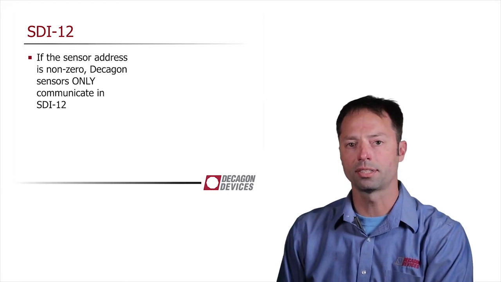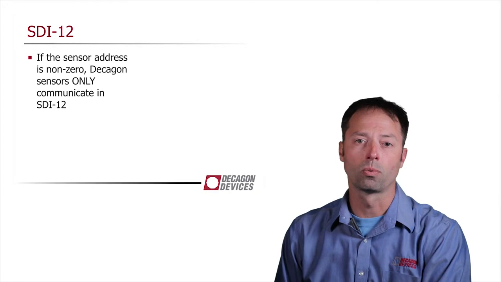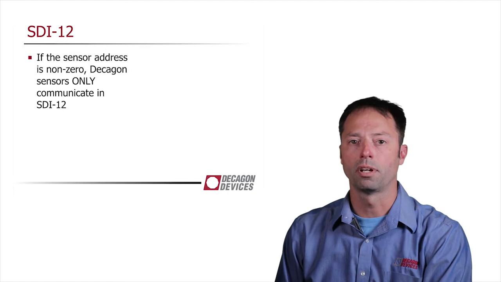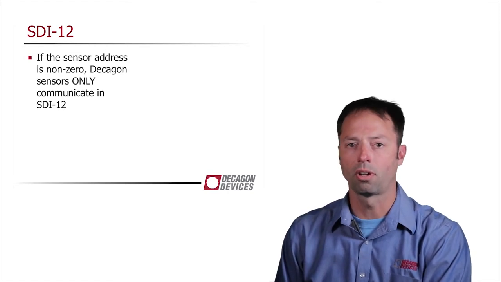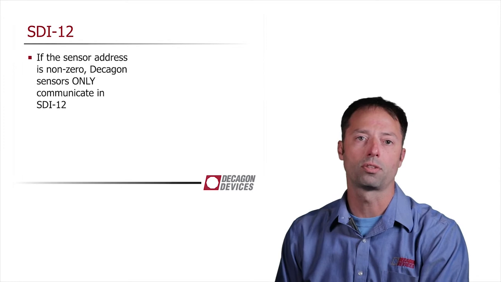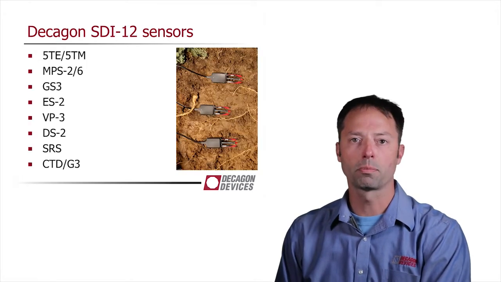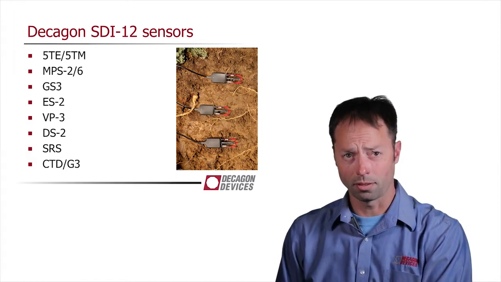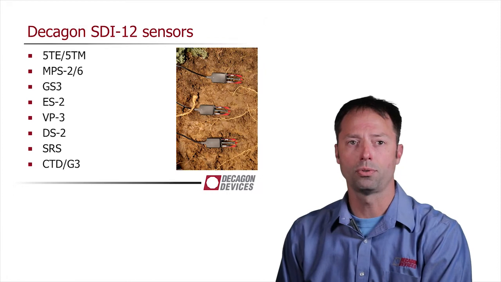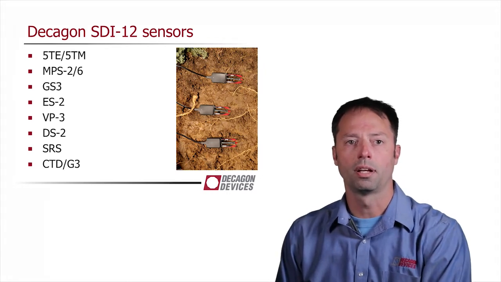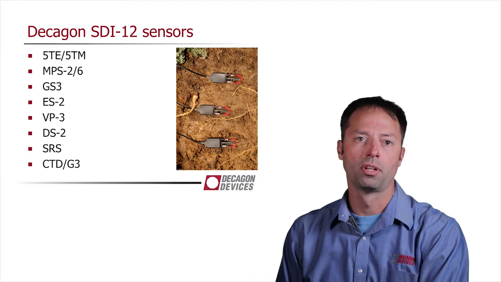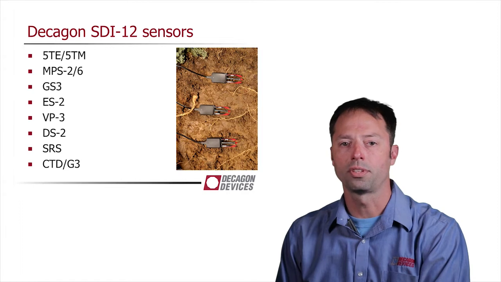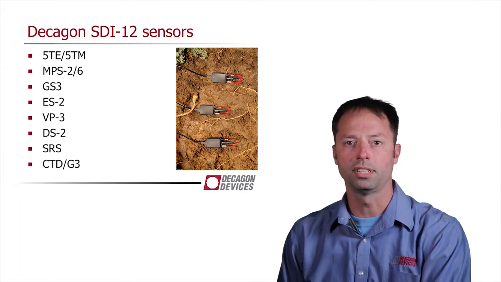One detail of Decagon sensors is that they will only work with the serial string for an address of 0. If you've changed the address to a non-zero address, all Decagon sensors will only work in SDI-12. I've got a brief list of Decagon SDI-12 sensors. The 5TEs, 5TMs, MPS2 are matric potential sensors, and then the GS3 is the other soil moisture sensor, and then the ES2, VP3, DS2, and then our new sensor, the SRS, as well as our CTD and G3.